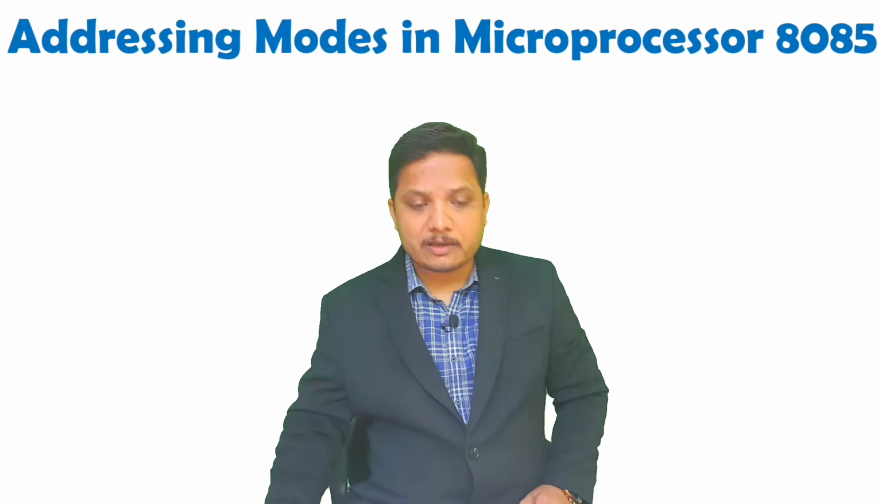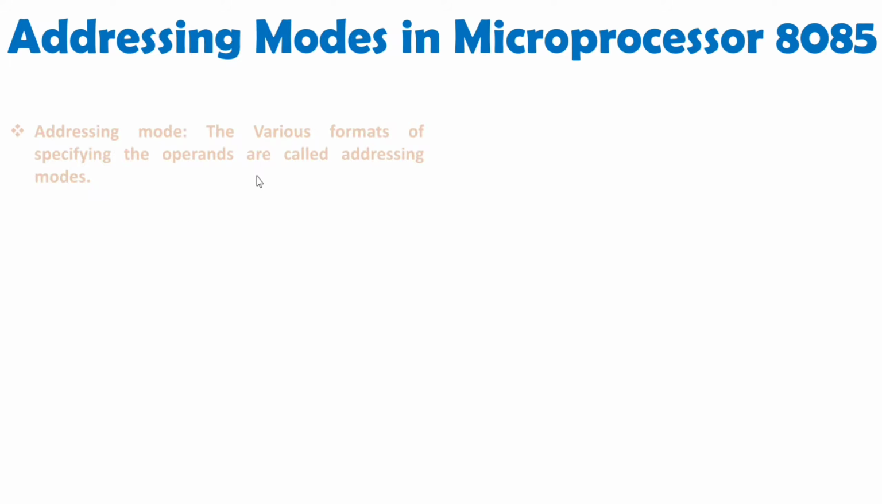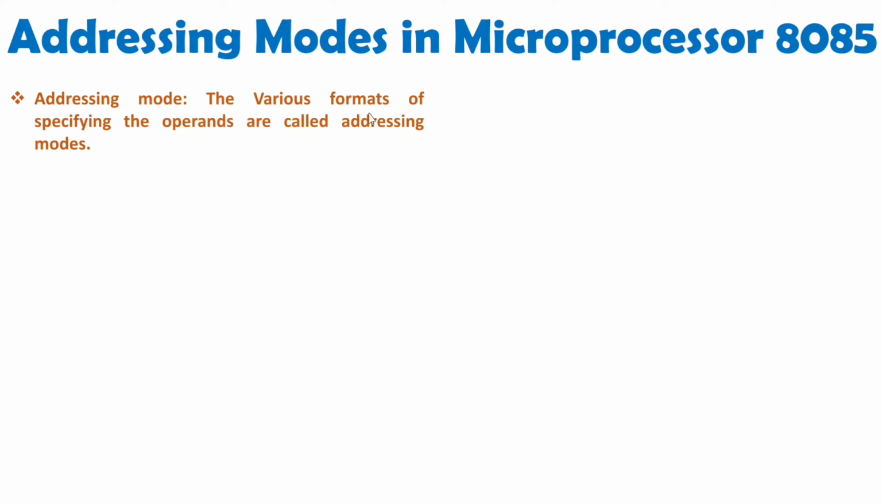Let us see first what an addressing mode is. My dear students, the various formats of specifying the operands are called addressing modes. So there are various formats available with Microprocessor 8085 by which we specify operands, and that is referred to as addressing mode. Let us see the first addressing mode of Microprocessor 8085, that is immediate addressing mode.